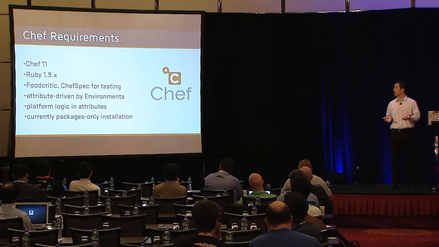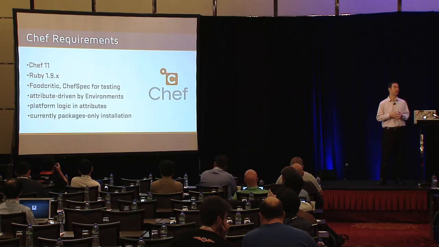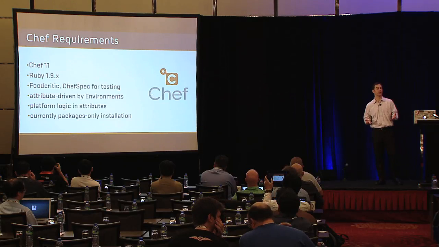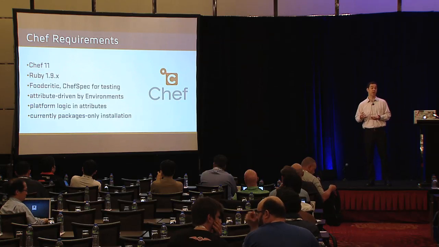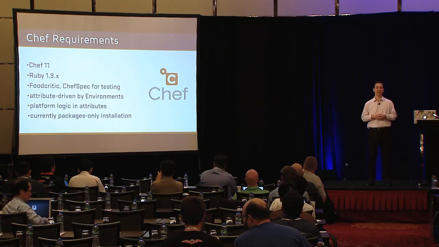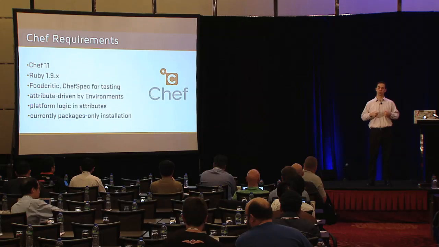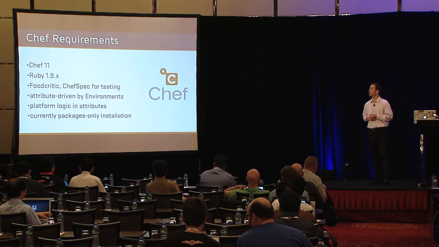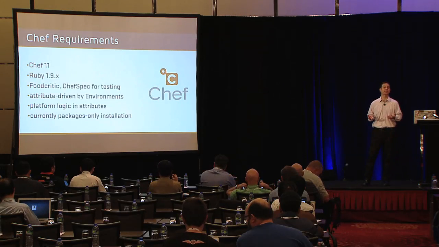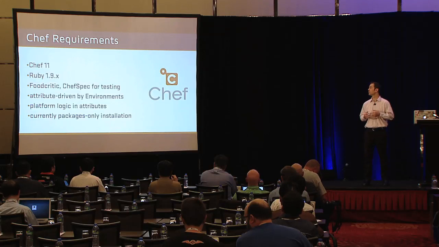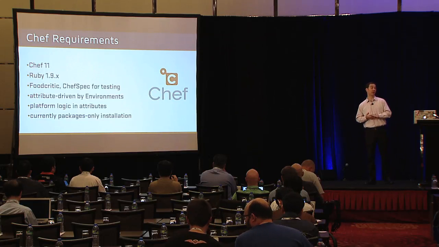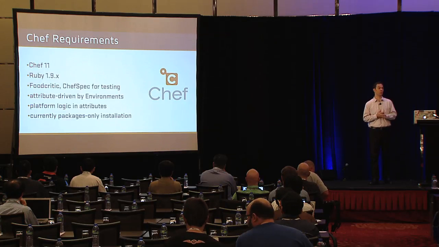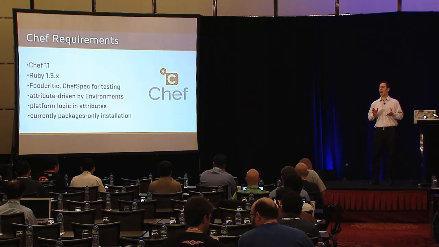Getting started on the technical side, the requirements that we have for our project. We are using Chef 11. That's the current stable release. We try to stay pretty on top of all the latest features. This allows me, as an OpsCode employee, to make sure we're kicking the tires on the rough edges of Chef and that the project takes advantage of all the latest features. We're using Ruby 1.9. Chef does support Ruby 1.8.7, but we don't want to go there because that's been end of life by the Ruby community, even though lots of distributions are still shipping it.